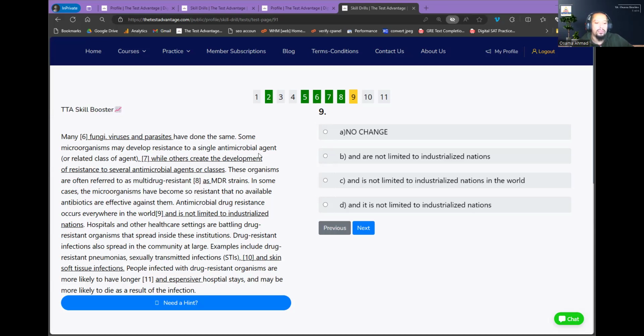Like I didn't refer to the antimicrobial drug. Antimicrobial drug use occurs everywhere in the world and is not limited. So the verbs are parallel. And here, in the world, to industrialized nations. Preposition, preposition. We have parallel structure in answer A. Answer C, nations in the world, it's repetitive.